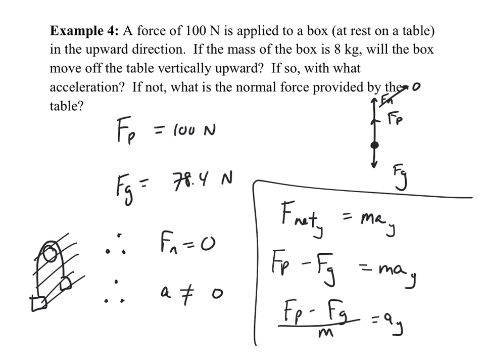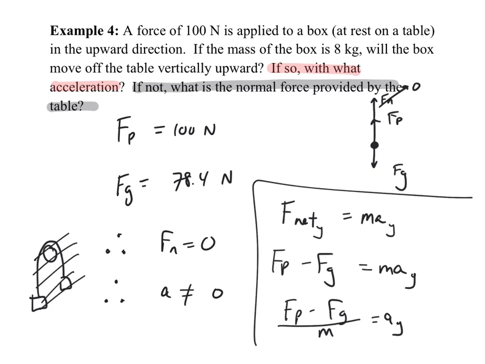We're looking here. It says, if it does lift off the table, with what acceleration? We don't have to worry about the second part, right? If not, what is the normal force? Because it does move off the table, so normal force is 0 for sure. So we're answering what's highlighted in red.